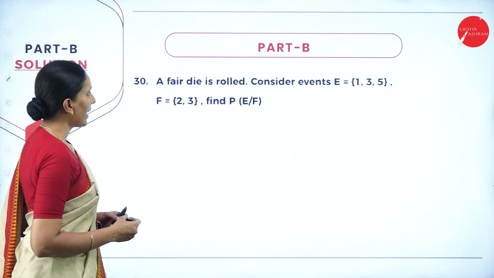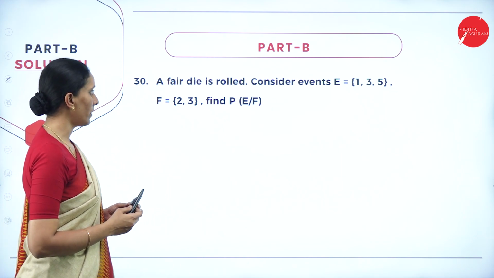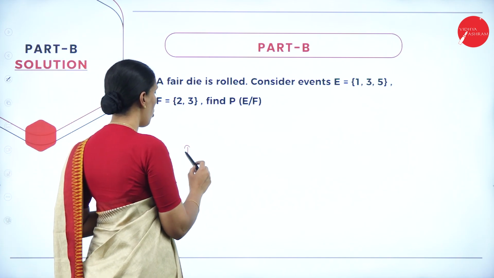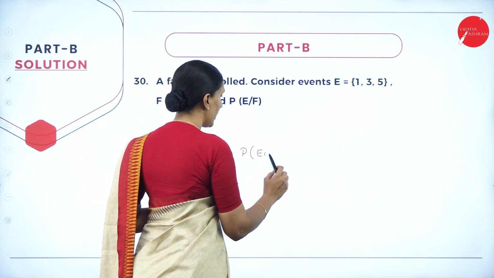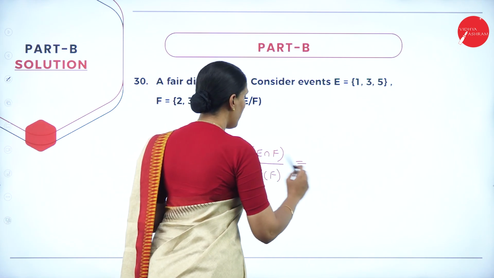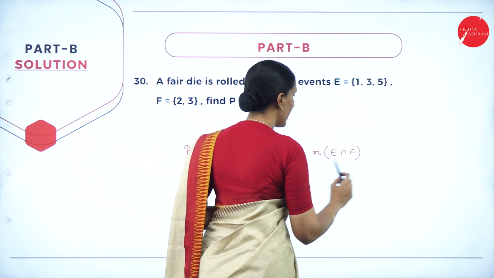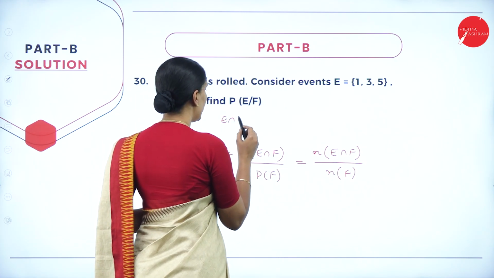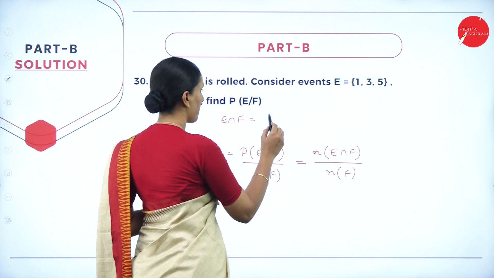Next one, a fair die is rolled. Consider the events E = {1, 3, 5}, F = {2, 3}. Find P of E conditional F. So P of E conditional F is given by P of E intersection F divided by P of F. So this problem can also be solved with another formula, that is number of elements in E intersection F divided by number of elements in F. First let us find E intersection F elements. So the common element is only 3.